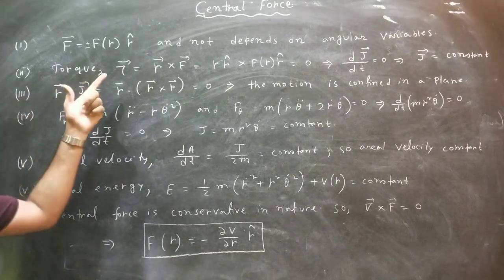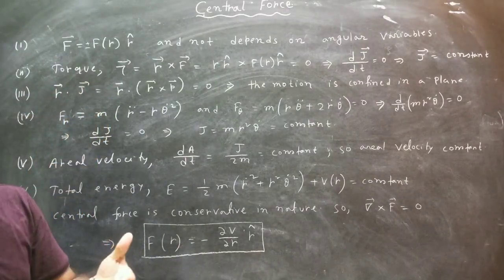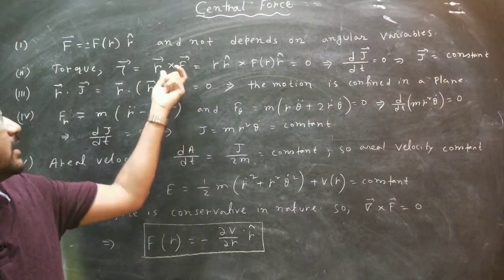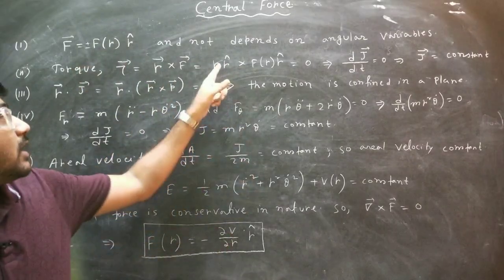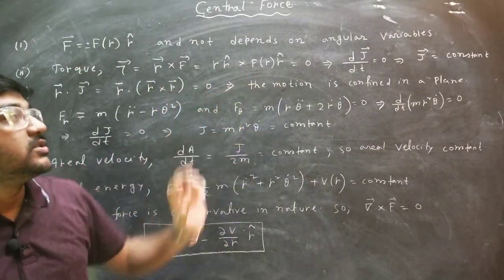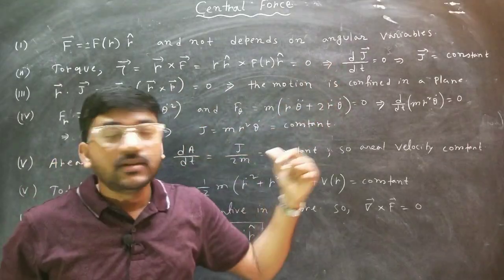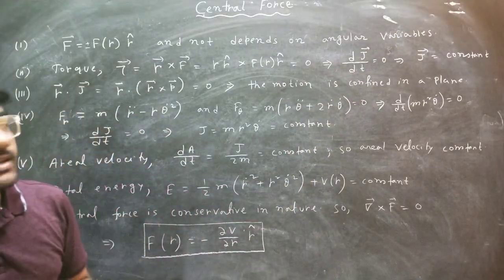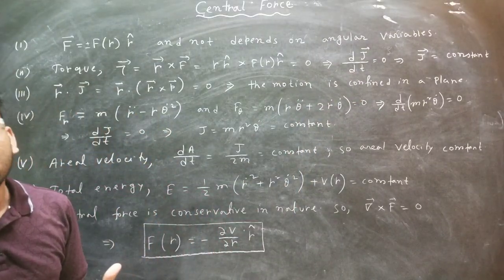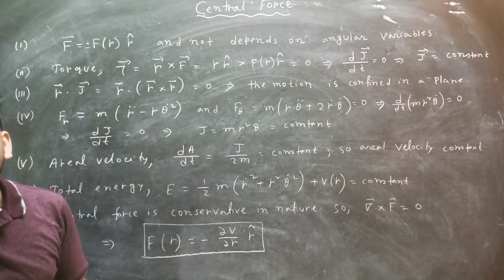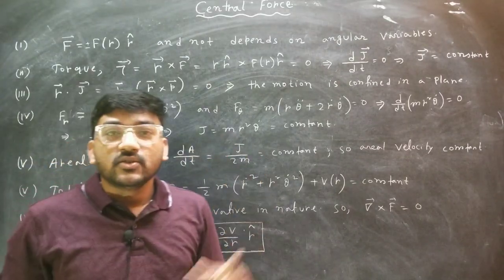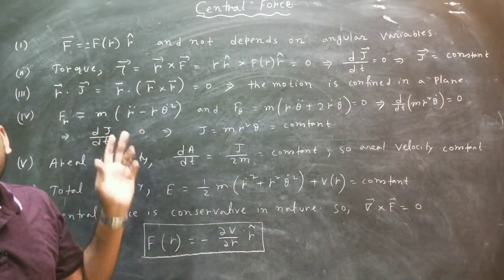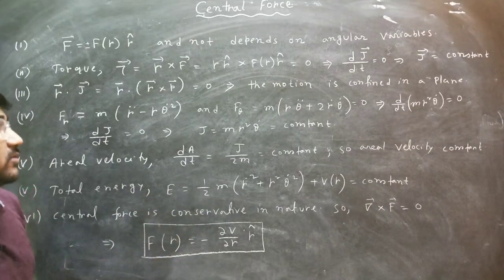The second property is that the torque acting on a particle moving under central force will always be 0, because the definition of torque is r cross f, and here r is r cap and f is obviously f of r times r cap. So r cap cross r cap is always 0. So torque will be 0, that means dJ/dt is equal to 0, because the rate of change of angular momentum J is the torque. So dJ/dt is 0 as tau is 0, so J will always be constant. So under central force motion, the total angular momentum of the particle is always constant, because the external torque acting on the particle is always 0.